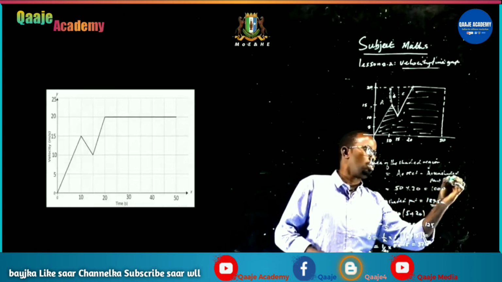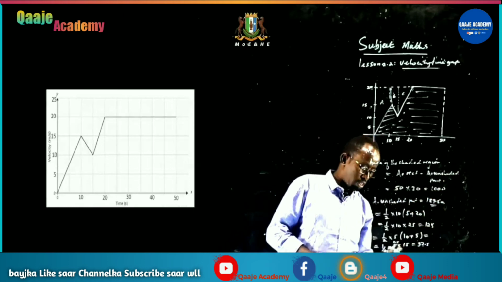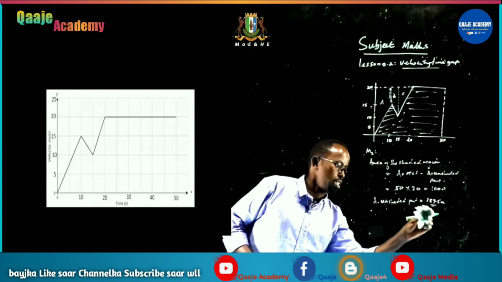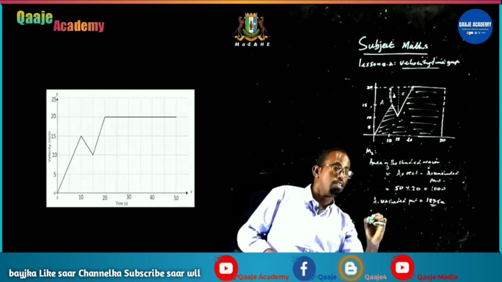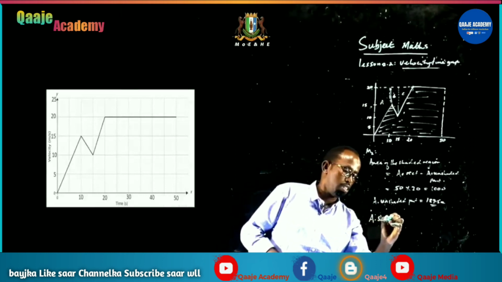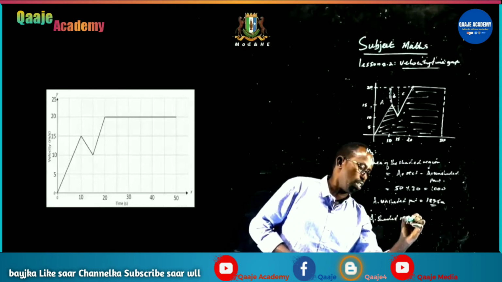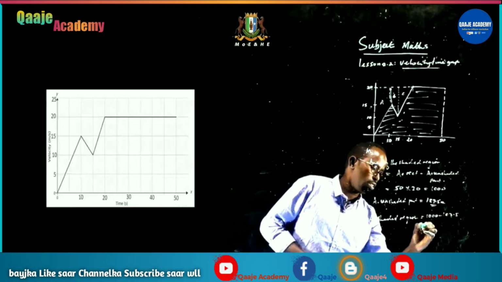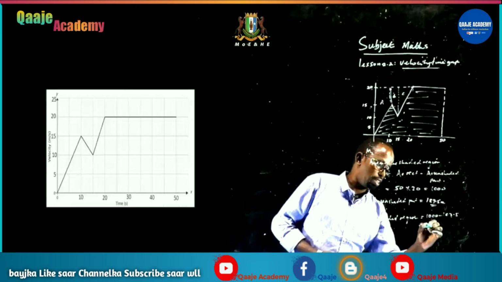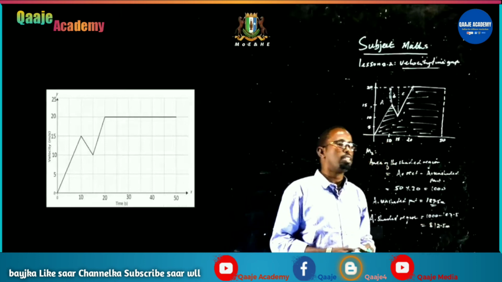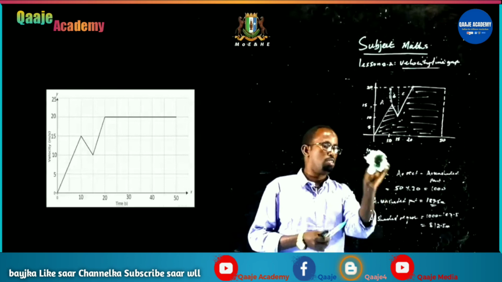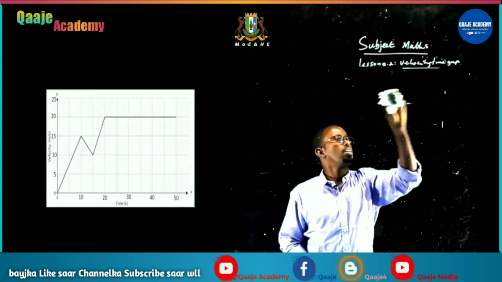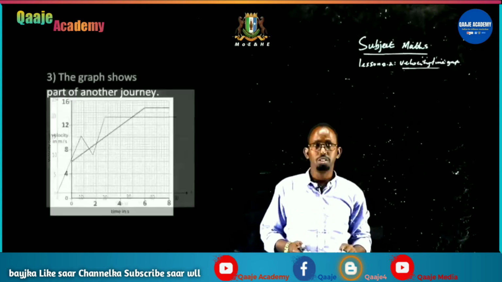Area of the shaded region is 1,000 minus 187.5, you get 812.5 meters squared. So that is the second way of doing that question.